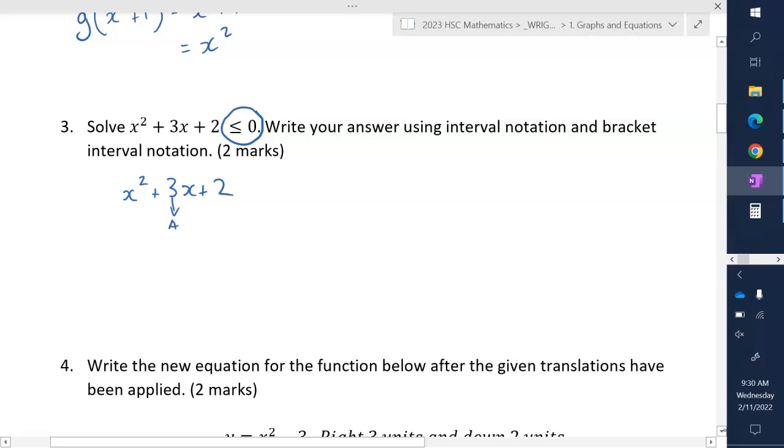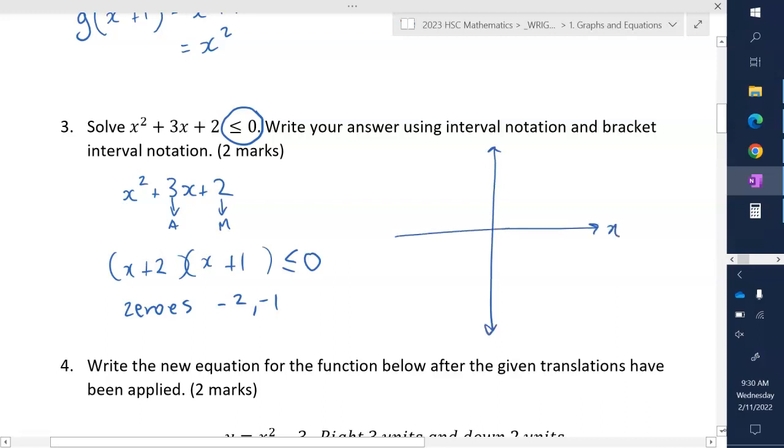So we're looking at factorizing, adding to 3, multiplying to 2. If I factorize that, what am I going to end up with? I'm going to end up with a plus 2 and a plus 1. And I want to find where that is less than or equal to 0. My zeros for my graph are going to be at minus 2 and minus 1. So it's just a quick sketch. You're not having to draw it in any great detail.